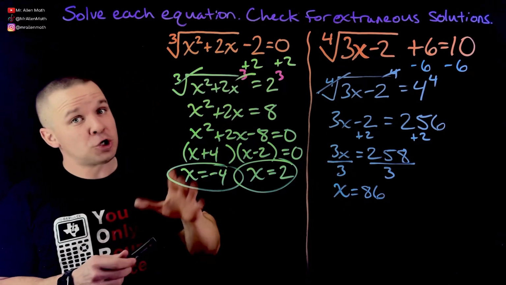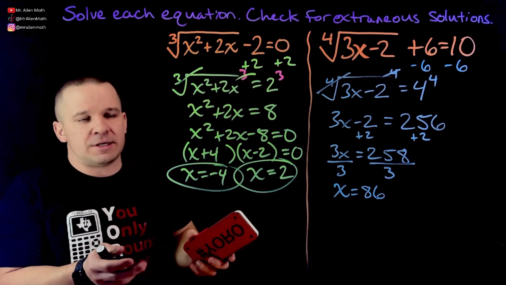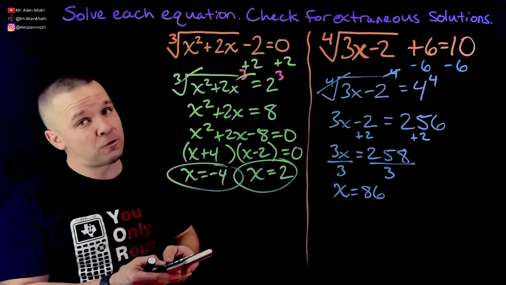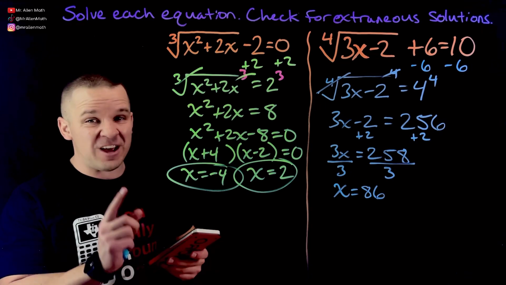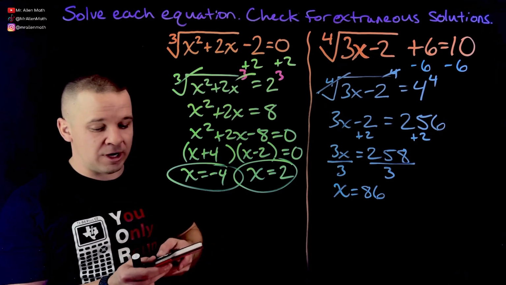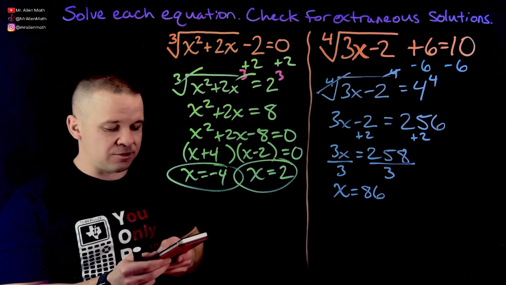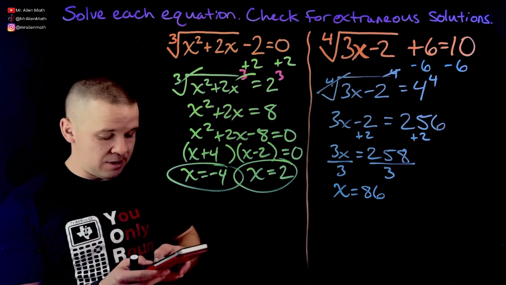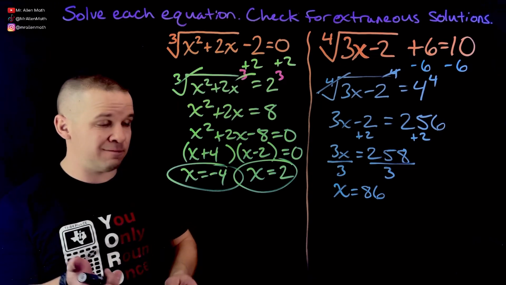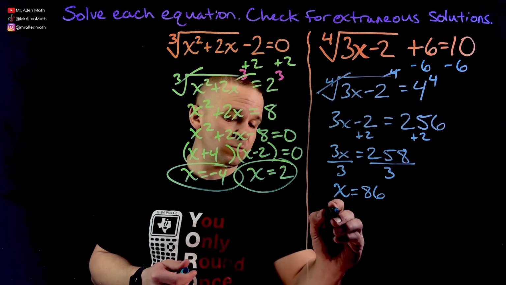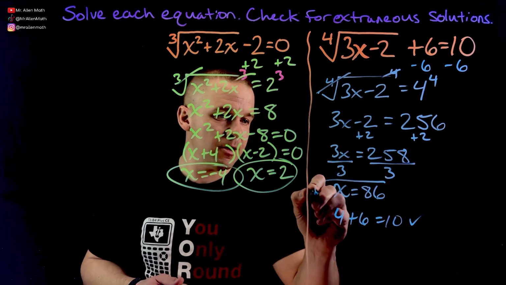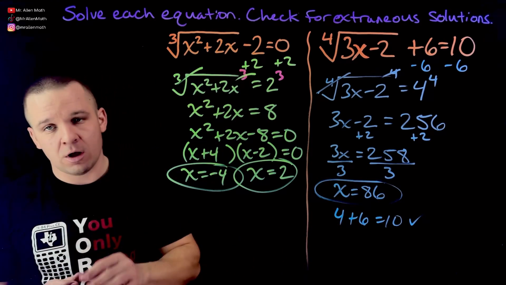Before I circle that, I'll plug this into my calculator. We would have the fourth root. If you don't know how to do the fourth root, hit math, arrow down to the 5th option. It says x root. Hit enter on that. I can type in 4, then 3 times 86 minus 2. I'm just plugging it in, and I do happen to get 4. So I'd have 4 plus 6 equals 10. That is correct. So my answer of 86 is wonderful.